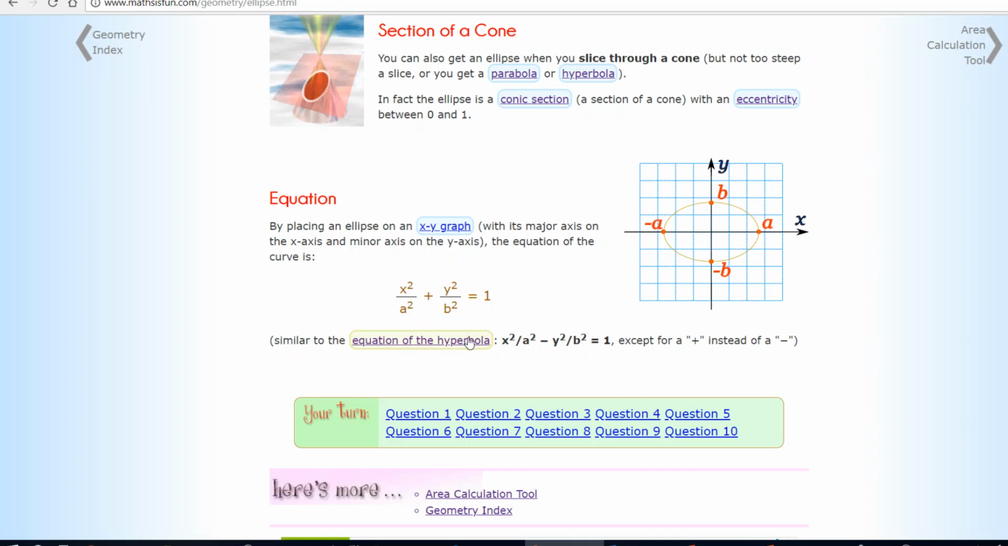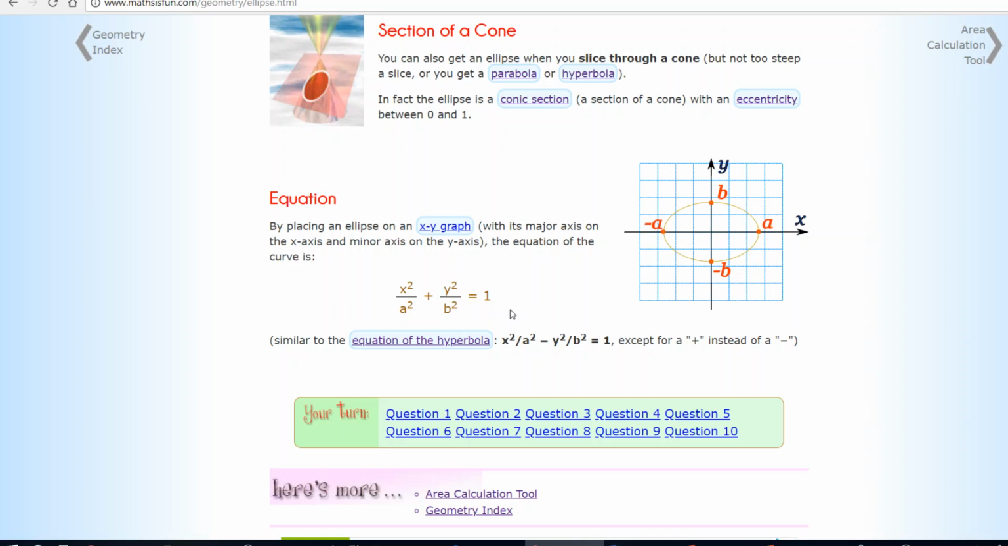And we can talk about the equation of the hyperbola real quick. It's going to be the exact same thing, except instead of plus, it's going to be minus. So here's your equation of an ellipse with the major axis on the X and the minor axis on the Y, x squared over a squared plus y squared over b squared equals 1. So that's general information about cones and ellipses, the conic sections, specifically ellipses.